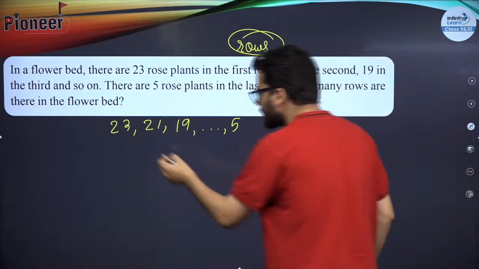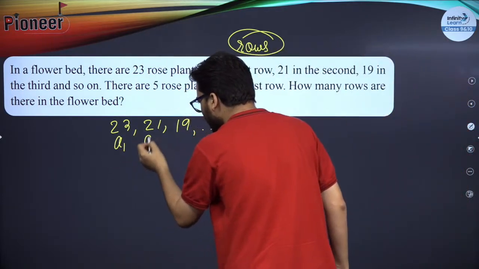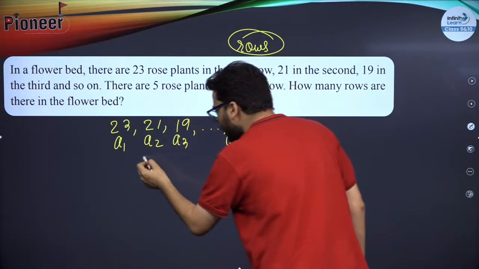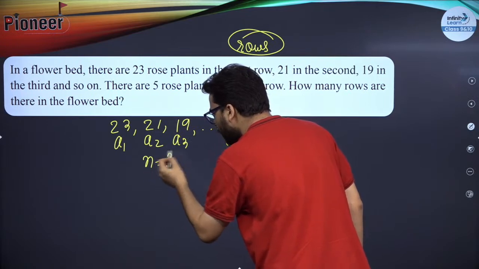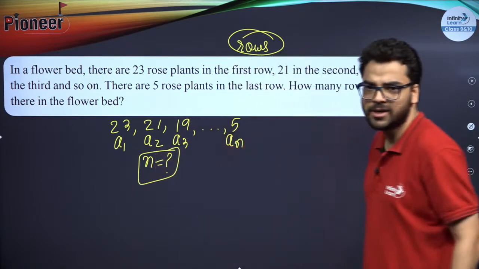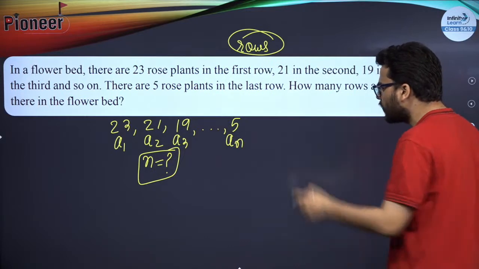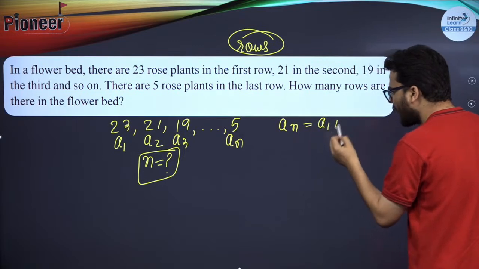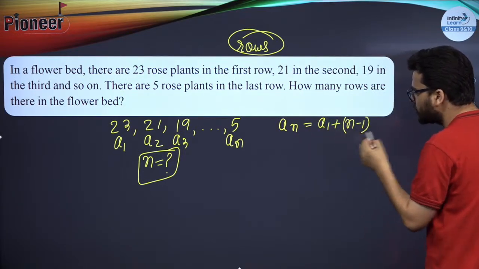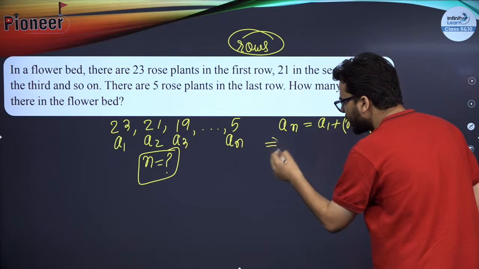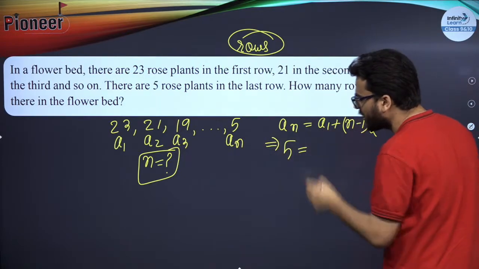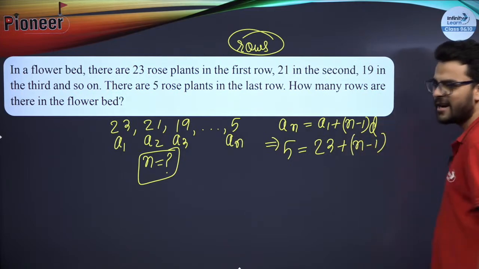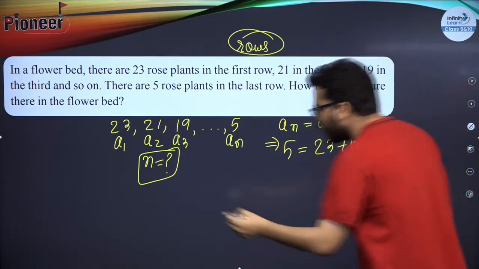You can say that the first term is this. This is a1, a2, a3, and this is an. And you have to find the number of rows. It means you have to find n. So it's a direct question because an is given over here. You know the formula that an is equal to a1 plus n minus 1 into d. Correct? So an is equal to 5. a1 over here is what, guys? 23. Plus n minus 1, and d is what, guys? d is the common difference. So what will be d over here?